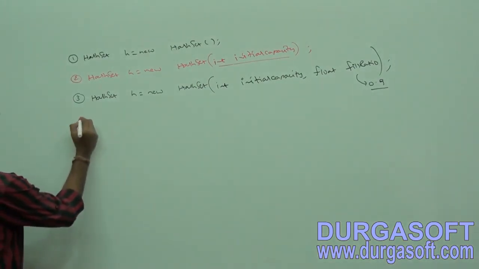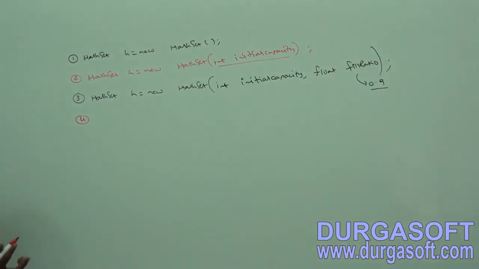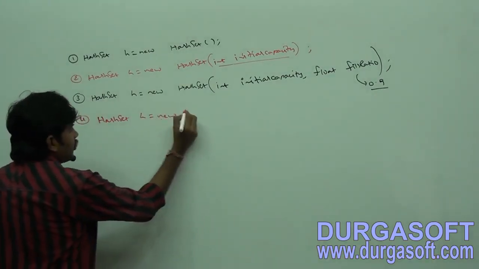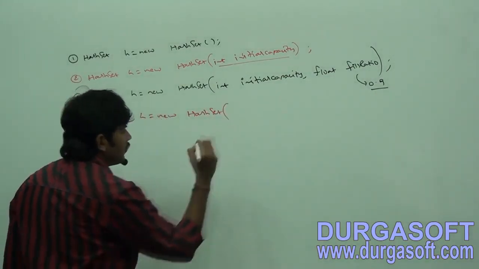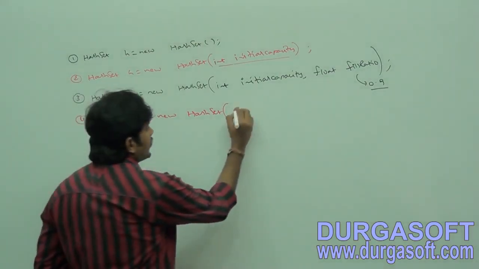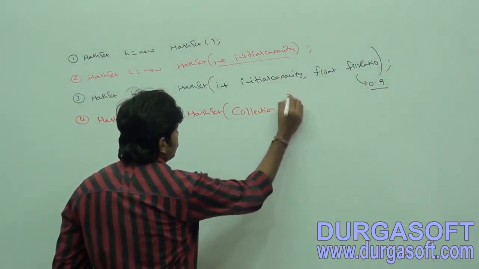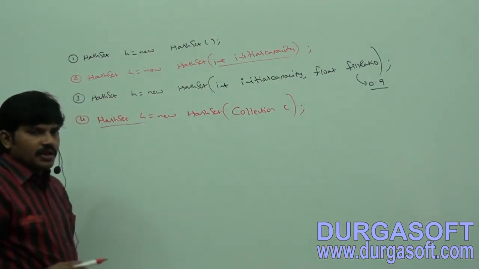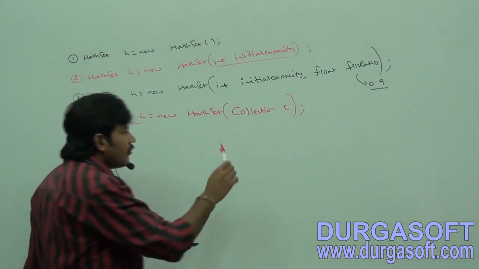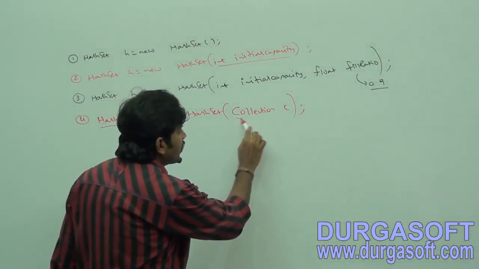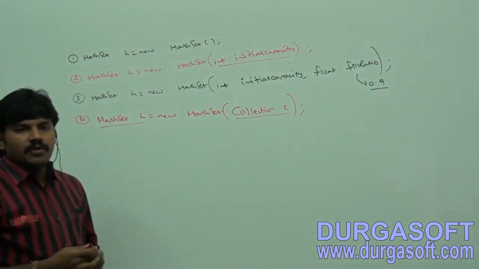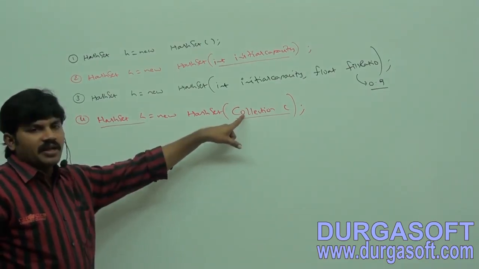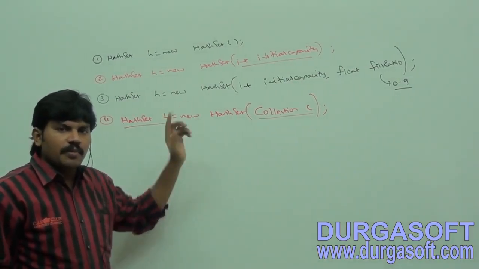Next, the fourth constructor, very important. HashSet h = new HashSet(Collection c). It creates an equivalent HashSet object for the given collection. Maybe sometimes our requirement is, for the given ArrayList, to create an equivalent HashSet. Just pass the ArrayList object, and automatically an equivalent HashSet object will be created.